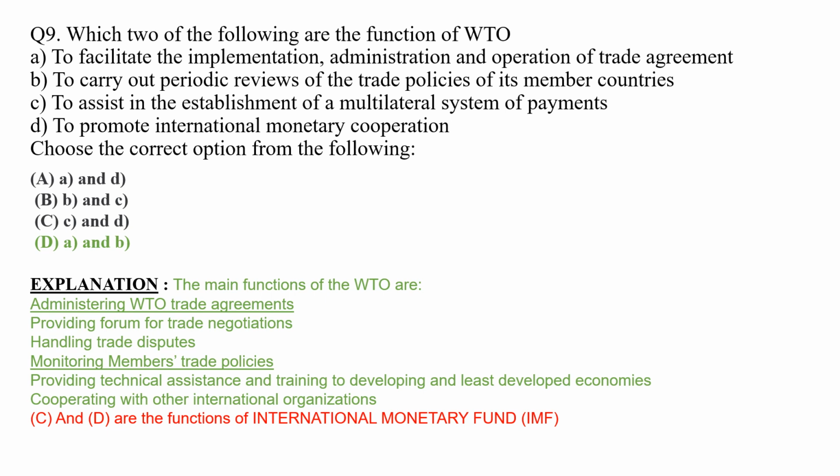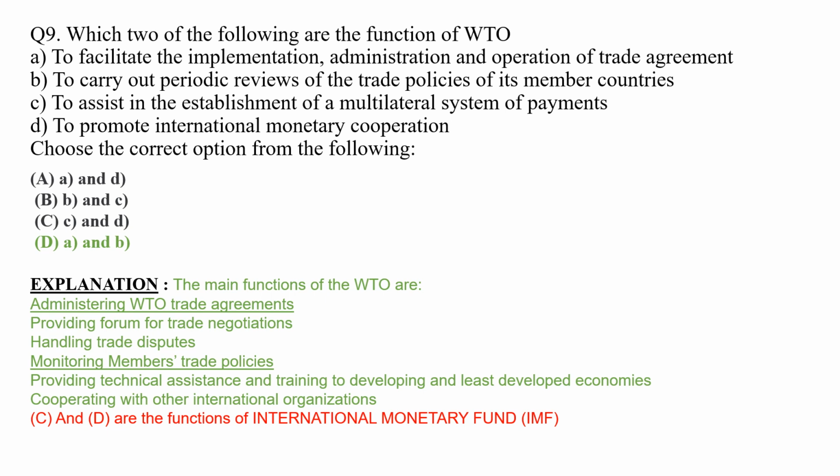So the two main functions of WTO are to facilitate the implementation, administration and operation of trade agreement, and to carry out periodic reviews of the trade policies of its member countries. So the main functions of WTO: administering WTO trade agreements, providing a forum for trade negotiations, handling trade disputes, monitoring members' trade policies, providing technical assistance and training to developing and least developed economies, and cooperating with other international organizations. So these are the main functions of WTO.